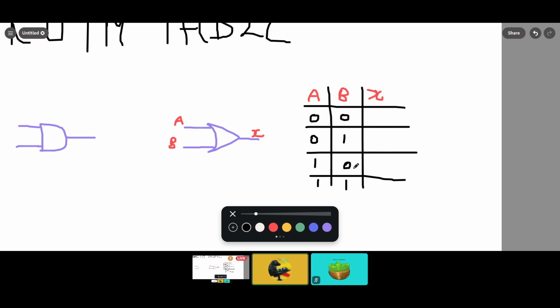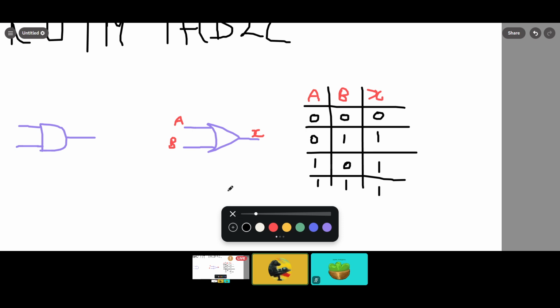So for the OR logic gate, the output is only 1 when either A or B is 1. So as long as one of these inputs is 1, the output will be 1. So therefore, it's only 0 when both are 0, and then the rest are 1. Yeah, that's pretty much it.